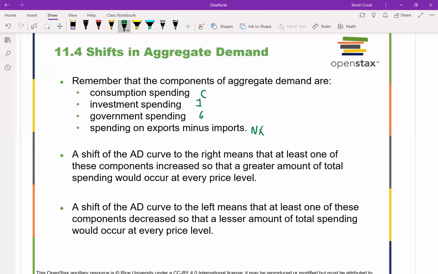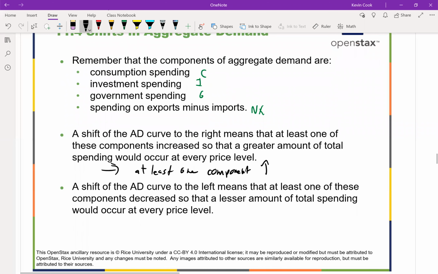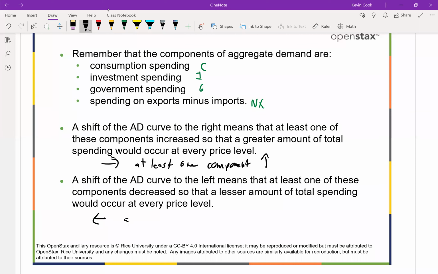So if we have a shift to the right, what this means is that at least one component is increasing. So either consumers are spending more, firms are spending more money, government has increased spending, or we're producing more exports. And similarly, if we shift to the left, it means that again, at least one is cutting their spending. So at least one is going down.